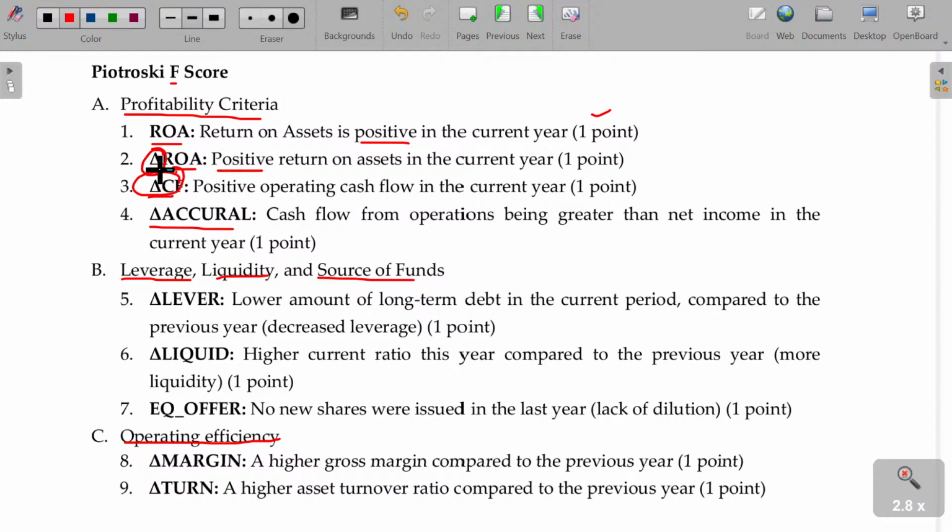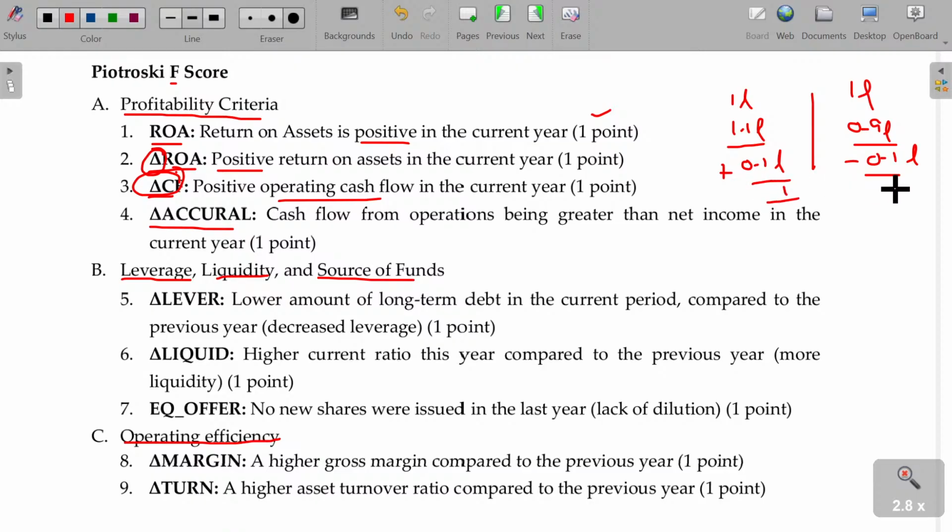And cash flow, change of cash flow compared to the previous year. Previous operating cash flow being 1 lakh, this year 1.1 lakh. So the change is 0.1 lakh, positive. Previous year 1 lakh, this year 0.9 lakhs. So here the change is 0.1 negative. Isn't it? If it is positive, give 1 mark. If it is negative, 0 mark.